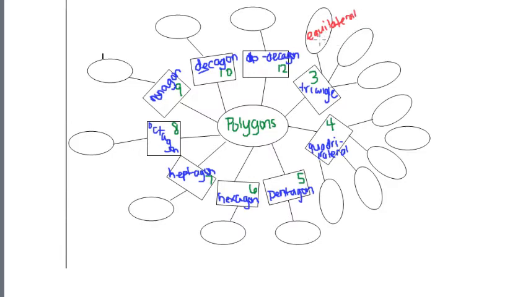Equilateral triangle. All sides are equal, okay? So draw equal sides the best you can. You should have more room than I do, so do the best you can to get in the circles.